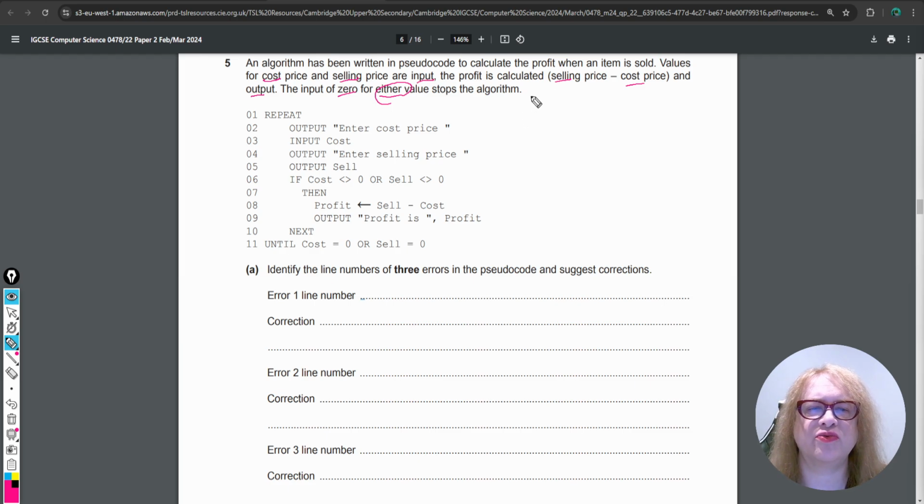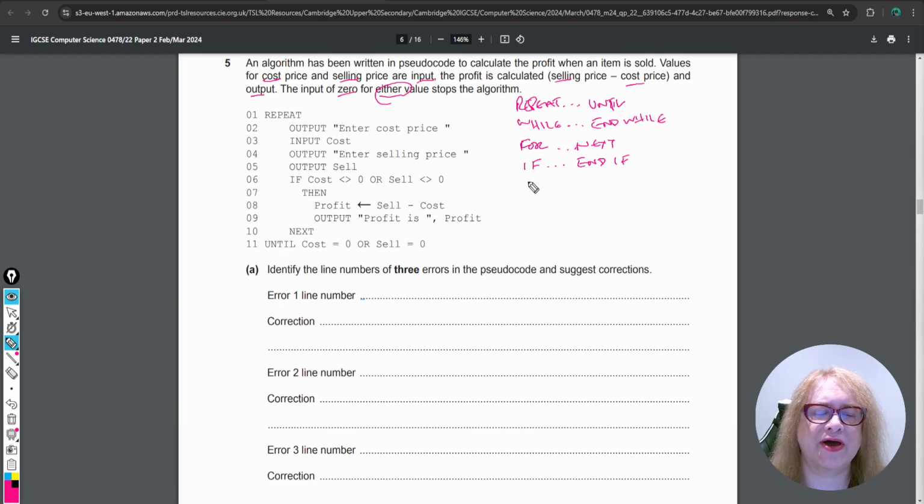So there are certain things that we need to be looking for. What I call first is the matching pairs. By that I mean that if we have a repeat, we're going to expect to see an until. If we have a while, then we're going to expect an end while. If we have a for loop, then we're going to expect a next. And if we have an if, we're going to expect an end if. So these are what I call matching pairs.